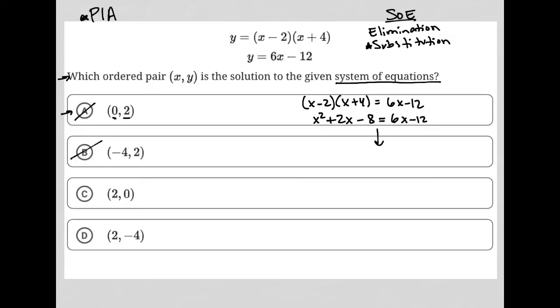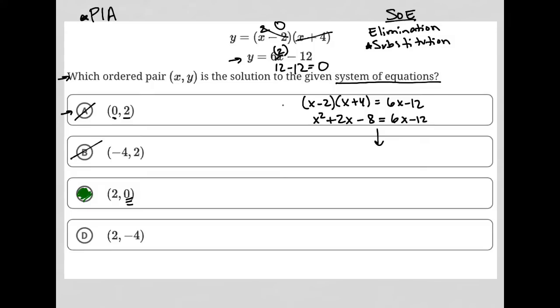Let's try choice C. When x is 2, this whole thing becomes 0, which means I don't care what that is, and y is 0, so that fits. But let's see if the same thing happens for the second equation. When x is 2, this becomes 12, and yeah, 12 minus 12 equals 0. So it worked for both equations, which means choice C has to be the correct answer.